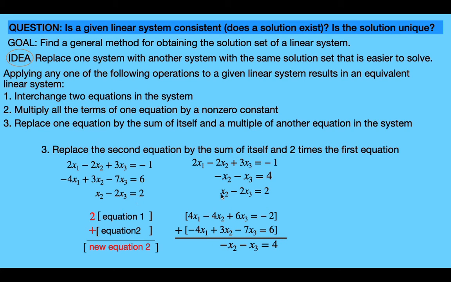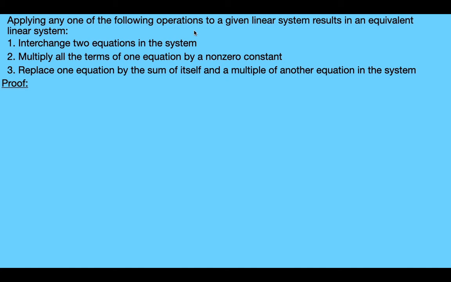So we have these two systems, and by what we stated above, these two systems have the same solution set. Remember, we said that they were equivalent, meaning that they have the same solution set. Now let's go ahead and actually prove this statement that I gave above. So we're going to prove that applying any one of the following three operations given here to a linear system results in an equivalent linear system, meaning it results in a new linear system that has the same solution set.